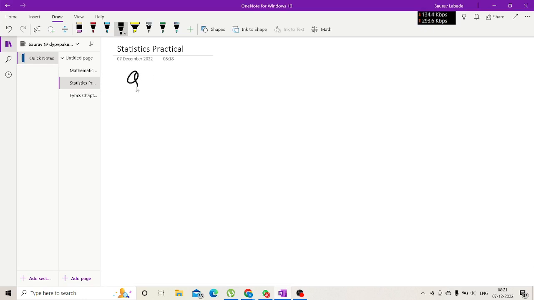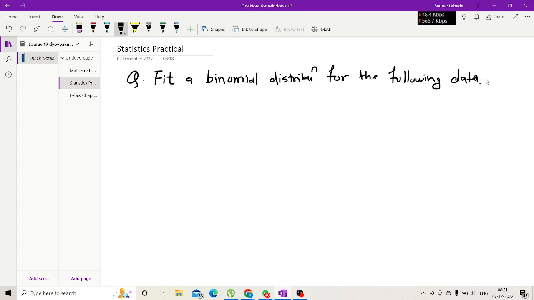They will ask the question: fit a binomial distribution for the following data. Also find the expected frequencies, right? So this is the question which they can ask. This kind of question is generally asked for the fitting of the binomial distribution.